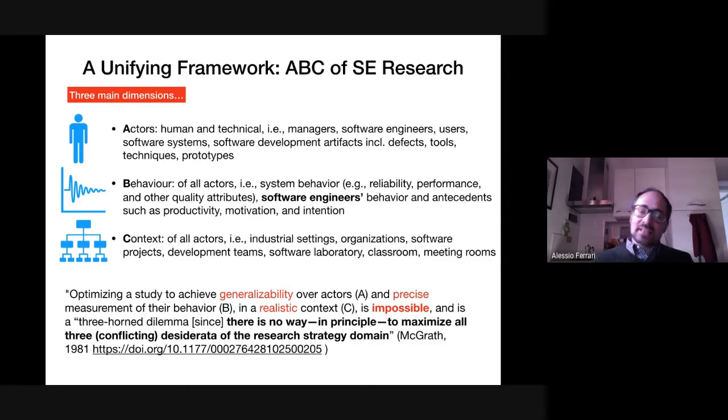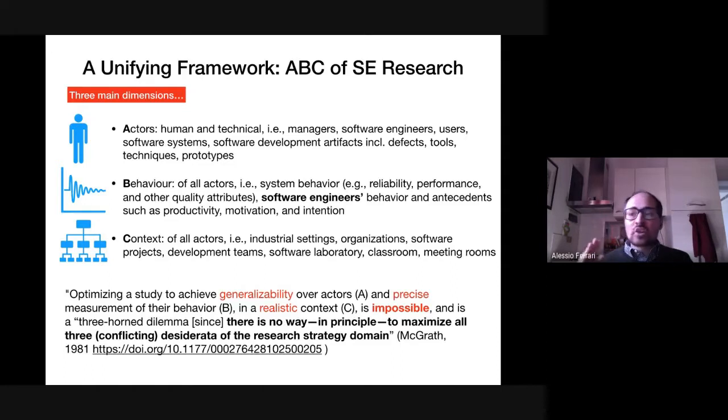Okay. One key thing is that these three building blocks are three dimensions, and they allow me to position my research strategy. But it is important to notice that optimizing any study to achieve generalizability over actors, so to cover as many actors as possible, while at the same time precisely measuring their behavior and considering a realistic context closer to reality, is not possible. It's not possible because we cannot maximize all these elements, which are somehow conflicting. Why? The intuition is simple.